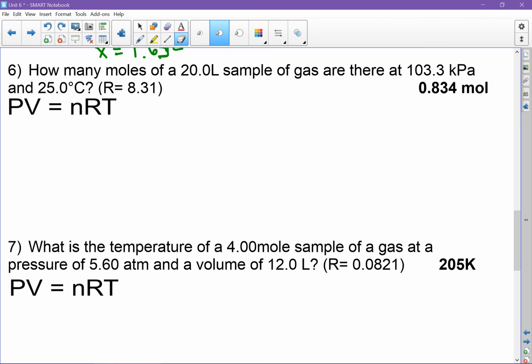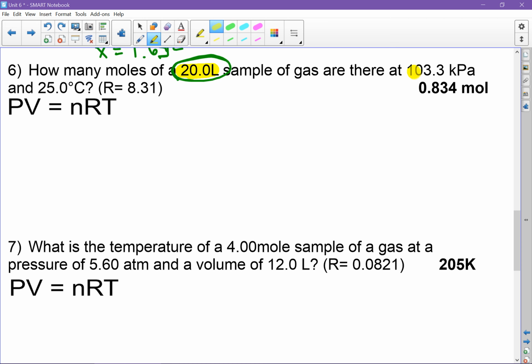So I just checked in number 6 there was a typo. In number 6 it did not give you a volume. That got left out on your copy, I'm sorry about that. So the volume that we're going to use is 20.0 liters. So if you got stuck on that, that kind of wasn't your fault. Let's do that one together.